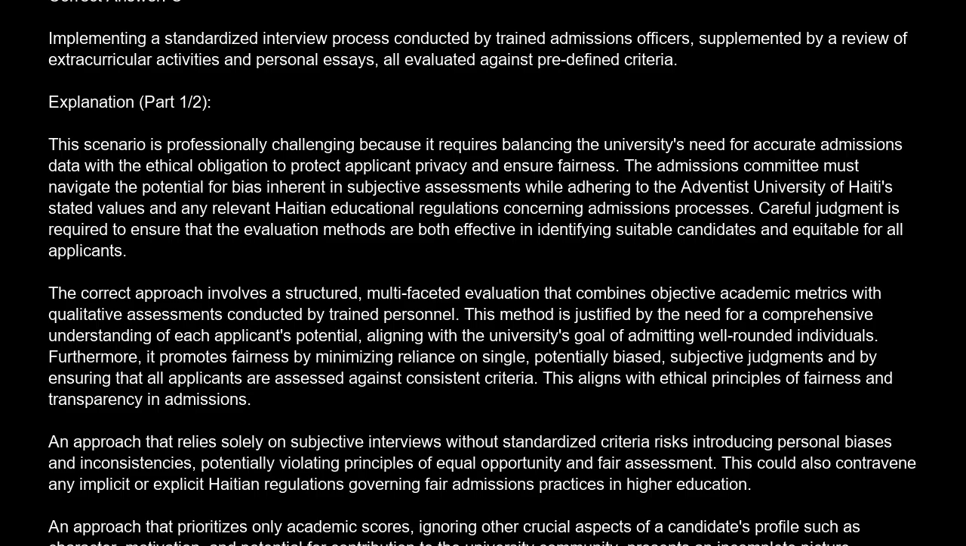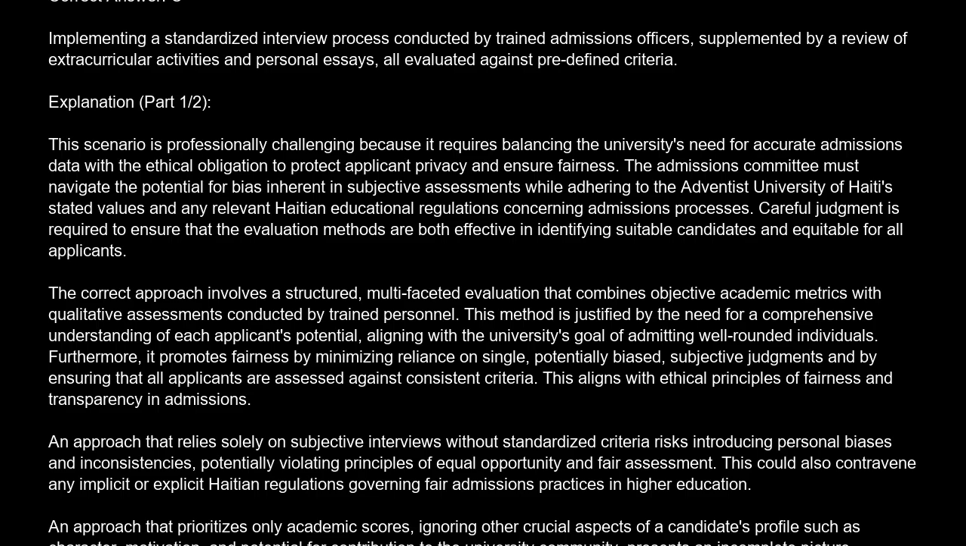Explanation: This scenario is professionally challenging because it requires balancing the university's need for accurate admissions data with the ethical obligation to protect applicant privacy and ensure fairness. The admissions committee must navigate the potential for bias inherent in subjective assessments while adhering to the Adventist University of Haiti's stated values and any relevant Haitian educational regulations concerning admissions processes. Careful judgment is required to ensure that the evaluation methods are both effective in identifying suitable candidates and equitable for all applicants.